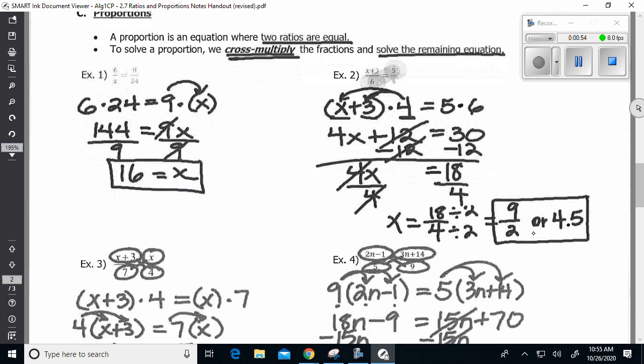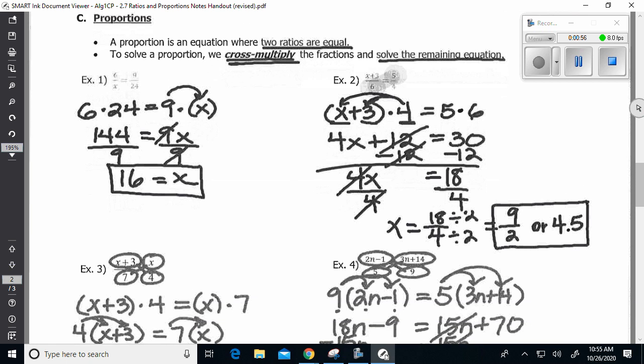And then the third thing that we did was solving a proportion. Solving proportions is nothing more than cross multiply. So we're going to do a few more examples of this now in the word problem format.